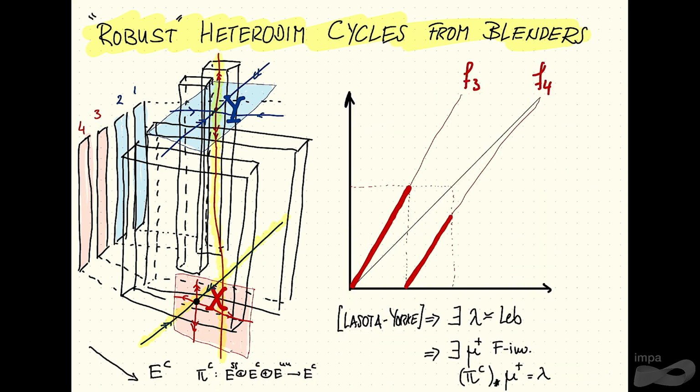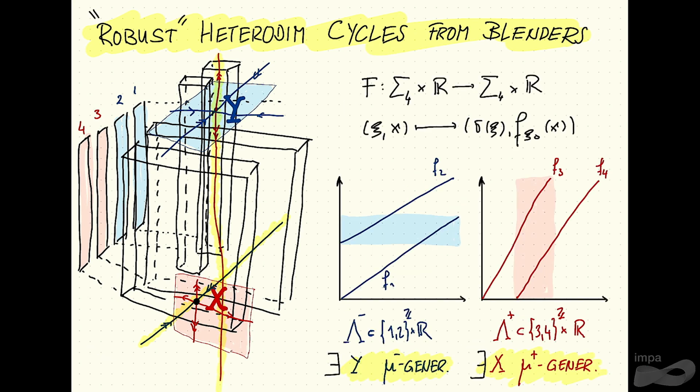In fact, there are plenty of measures which have this property, which have this pair of generic points, and this is our suggestion to study ergodic blenders.